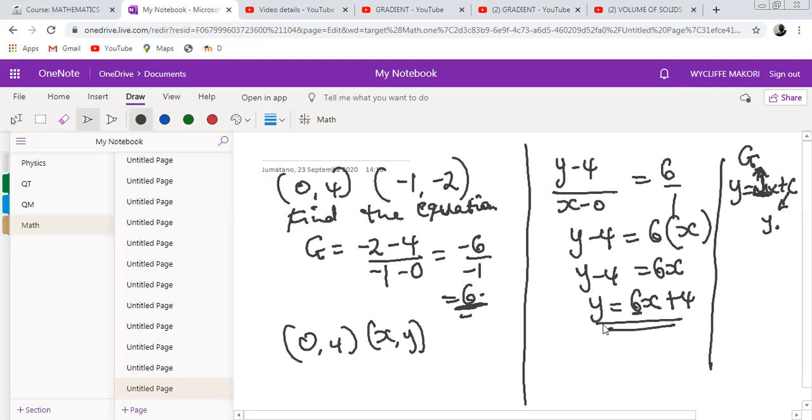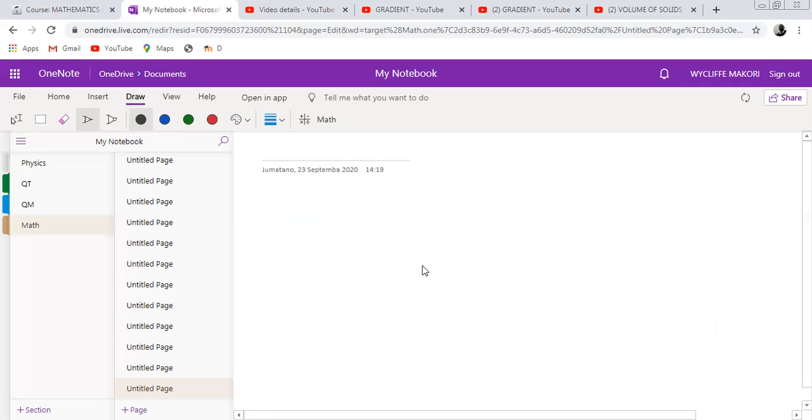Okay, maybe we can try one more before we go to something else. You can be given 2 points like this. You are given 11.1 and 14.4. These are the 2 points that you are given through which the line passes. If this is the case now, you are told to find the equation. Start by finding the gradient first, which will be change in y. So it is 4 minus 1 over change in x, which is 14 minus 11.